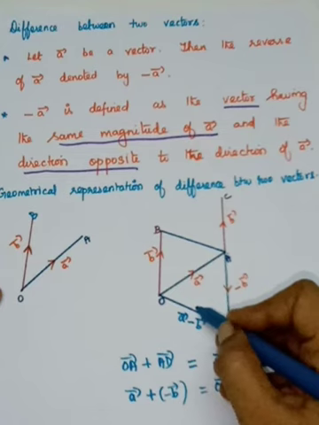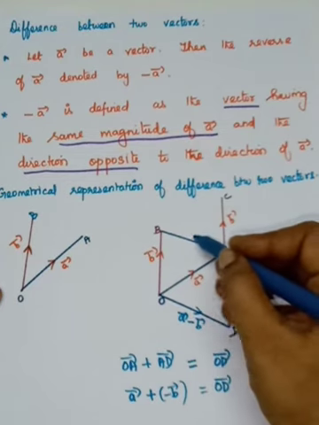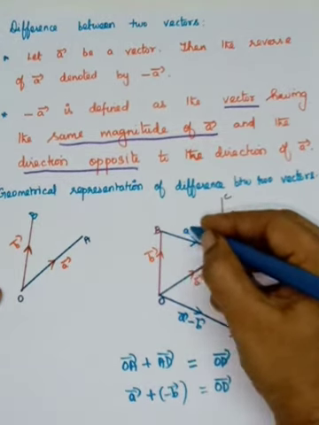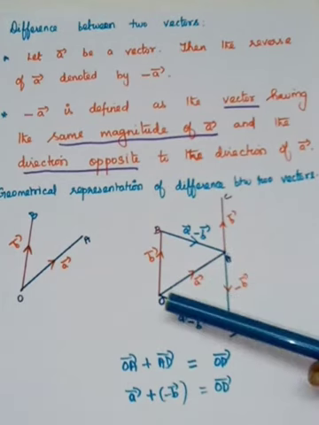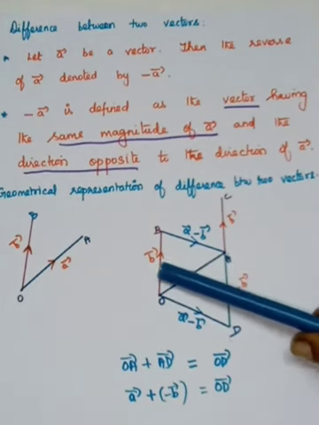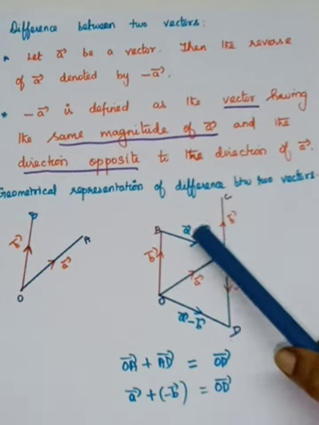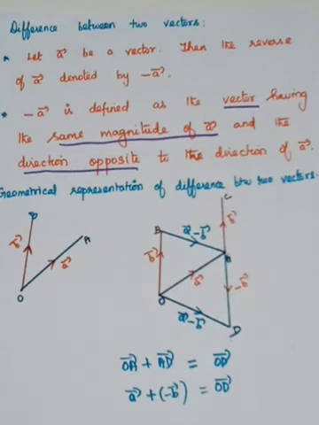Your OD vector is exactly equal to BA vector, so this is also A vector minus B vector. OA is A vector and OB vector is B vector, which means your BA vector is nothing but A vector minus B vector.